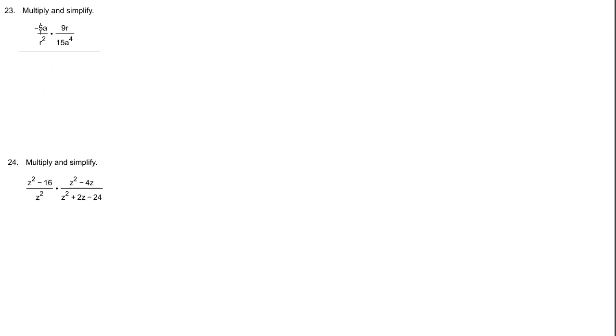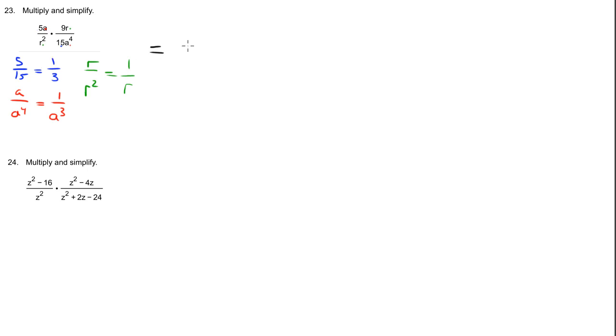Multiply and simplify. Well, let's find some stuff that simplifies. 5 and 15 simplifies. 5 over 15 is equal to 1/3. And then, let's see here, a and a to the 4th simplifies. A over a to the 4th is 1 over a cubed. Okay. And then we've got the r's. R over r squared simplifies to 1 over r. And let's put this all together and see what we've got.